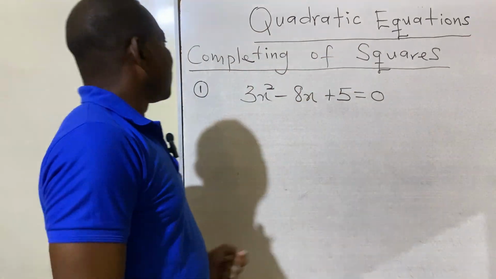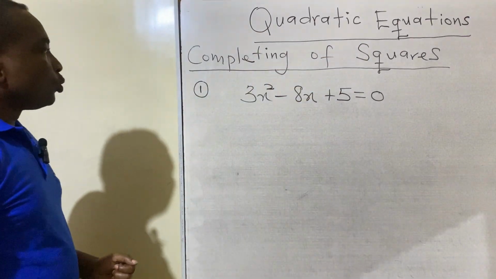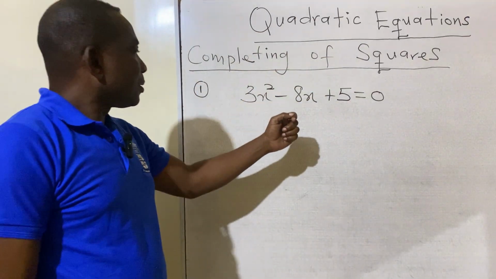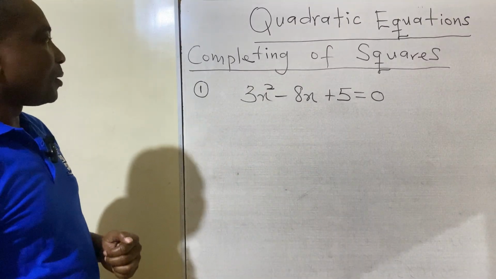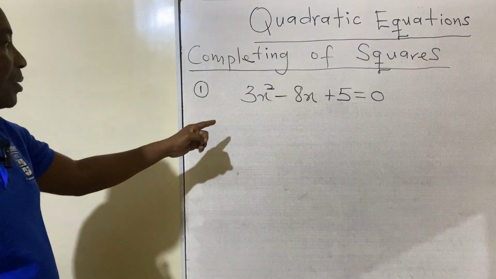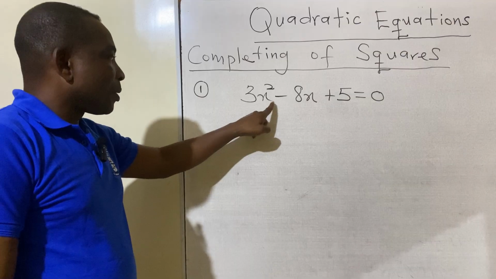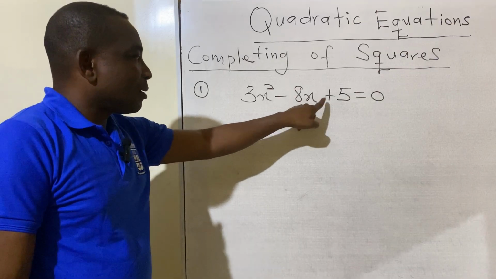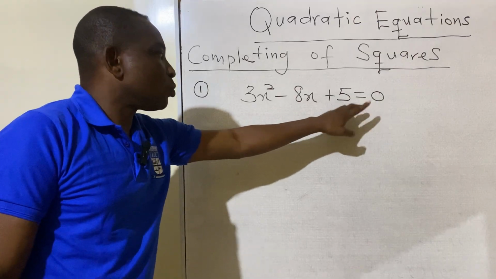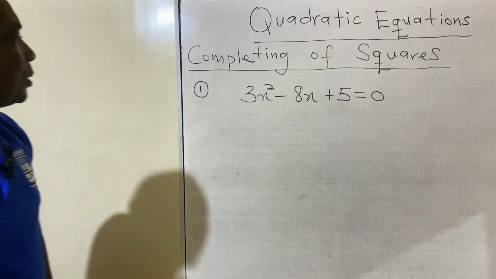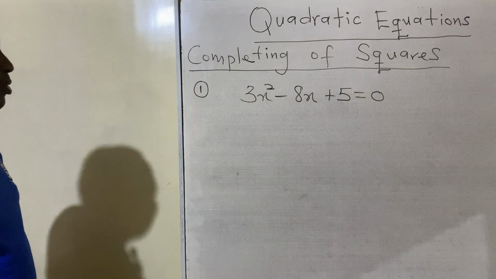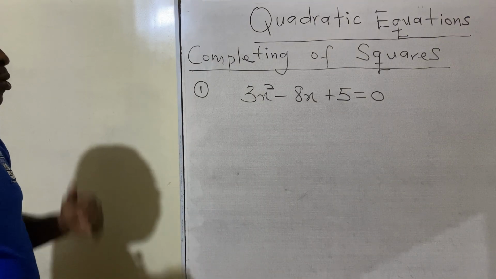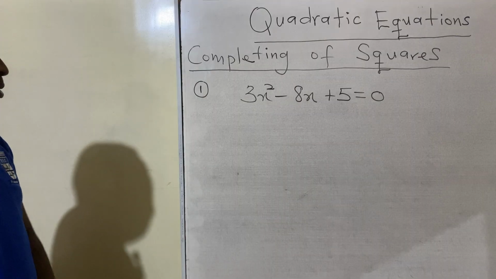Quadratic equations. We are going to use completing the square to solve quadratic equations. Our first question is 3x squared minus 8x plus 5 is equal to 0. In using completing the square to solve a quadratic equation, we undergo 4 steps.